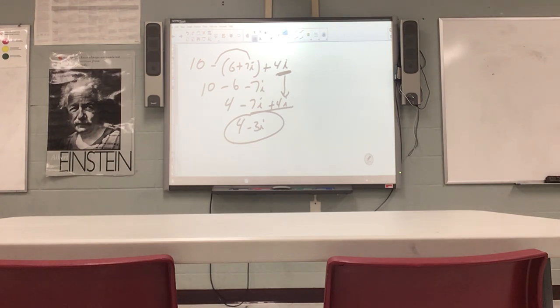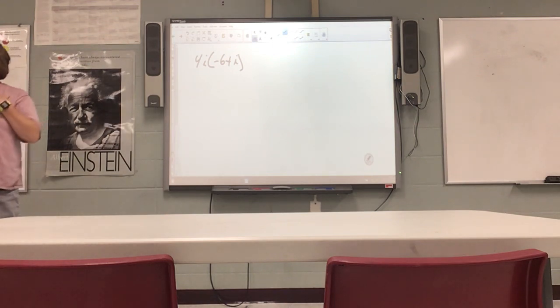All right, let's move to some multiply. I got 4i times the quantity of negative 6 plus i. Okay, aside from the crazy imaginary numbers, you're going to do here exactly what you think you would. You got something right outside of parentheses, so you're going to distribute it to everything inside the parentheses. Okay, so you ready? Here we go.